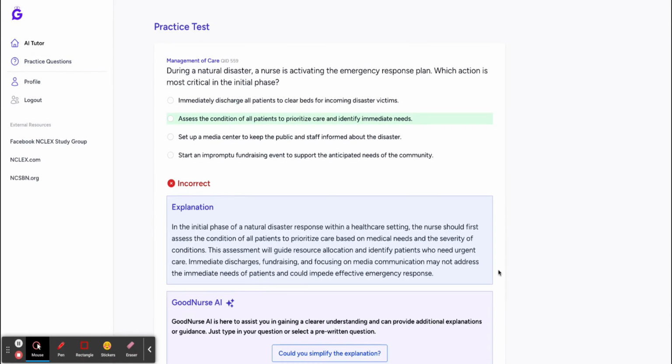The most critical action is B. In the initial phase of a natural disaster response within a healthcare setting, the nurse should first assess the condition of all patients to prioritize care based on medical needs and the severity of conditions. This assessment will guide resource allocation and identify patients who need urgent care. Immediate discharges, fundraising, and focusing on media communication may not address the immediate needs of patients and could impede effective emergency response.